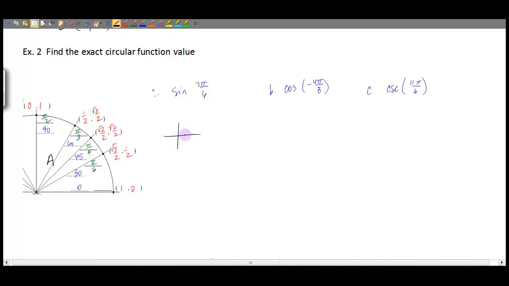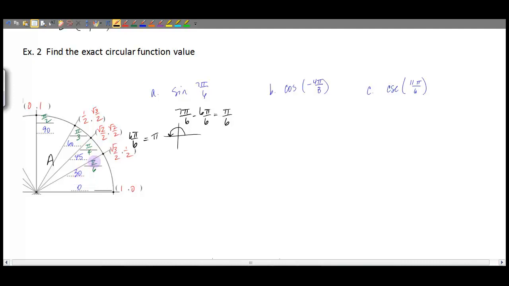I know that if I go all the way around over here, this is pi. And pi, which is a whole number, can be represented by the fraction 6 pi over 6. If I take the difference between 7 pi over 6 and 6 pi over 6, then I'm at just pi over 6, which is here in the first quadrant.